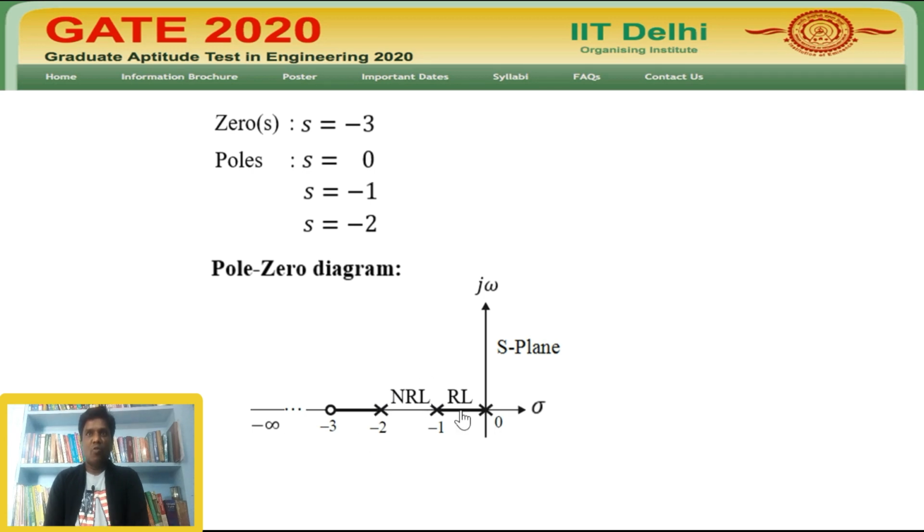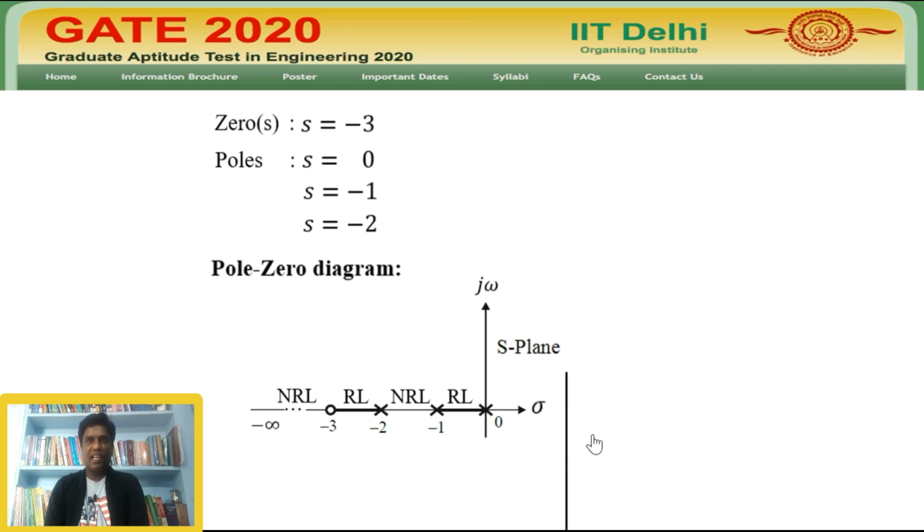Next, the odd number counting is 1, 2, 3 from right to left. Here, in the third position, the odd-numbered segment starts at minus 2 and ends at minus 3. So, this segment of the interval is called the root locus path or root locus segment. Next, the even number of counting is 1, 2, 3, 4 from right to left. Here, in the fourth position, the even-numbered segment starts at minus 3 and ends at minus infinity. So, this segment of the interval is called the non-root locus path or non-root locus segment.